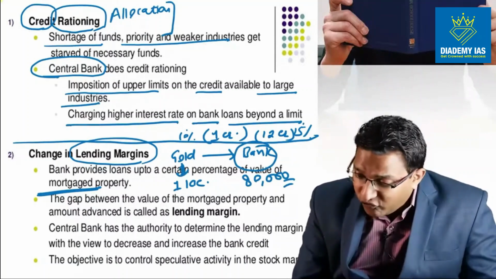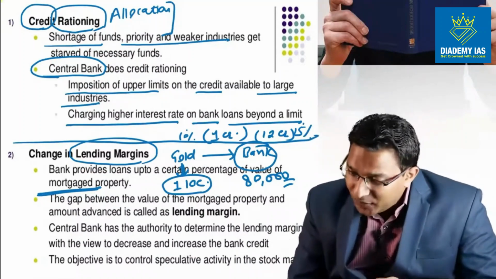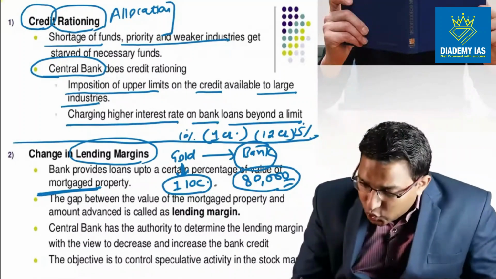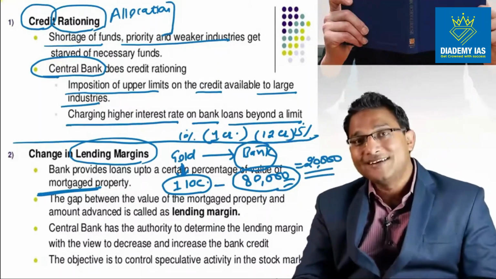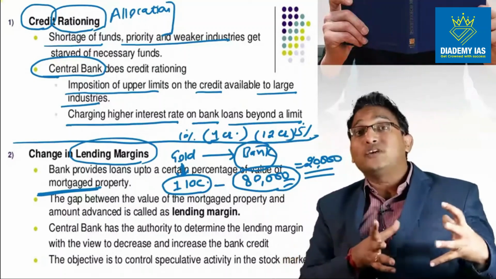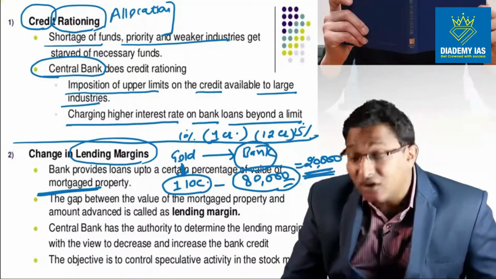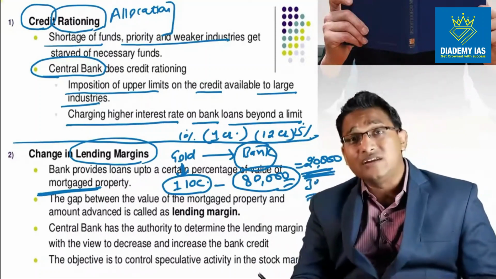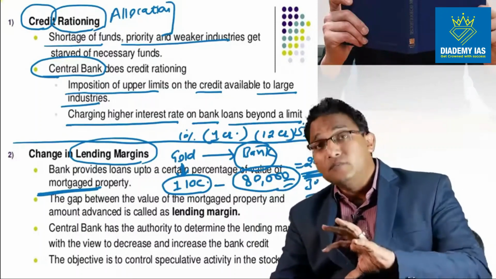So the difference between 1 lakh, the value of the property that you are putting as a mortgage, and 80,000 rupees, the amount of loan you are getting from the bank, that is 20,000 rupees, is called the lending margin, right? When this lending margin is 20,000 rupees, 80,000 rupees is going into the market. When it becomes 10,000, 90,000 is going into the market. And when it becomes 30,000, 70,000 is going into the market. So a change in the margin requirement can impact the money supply.